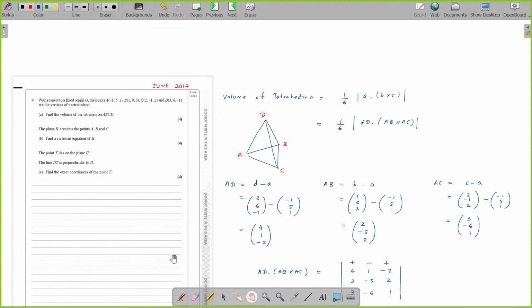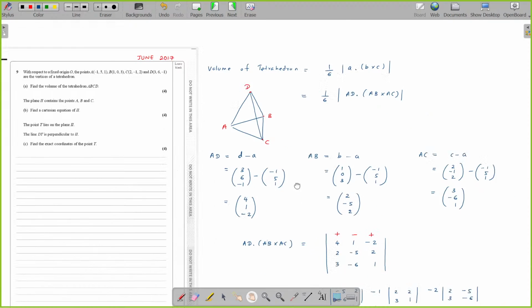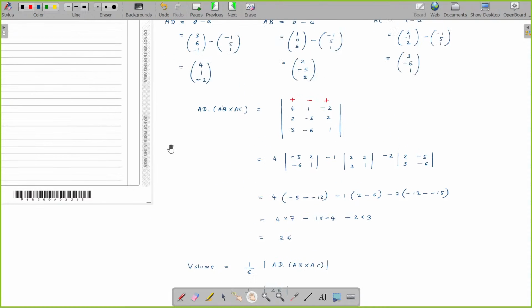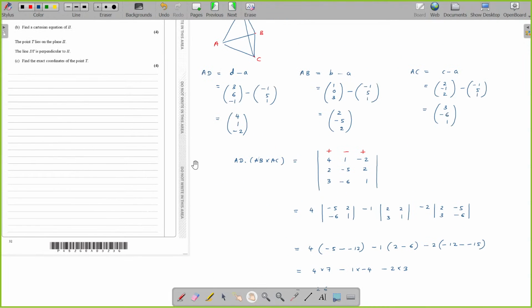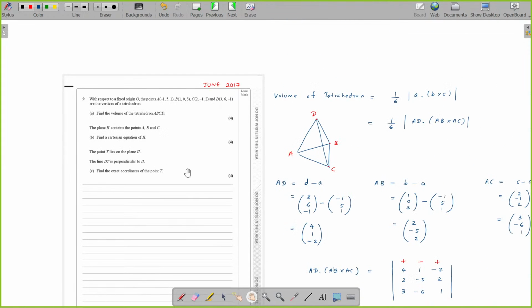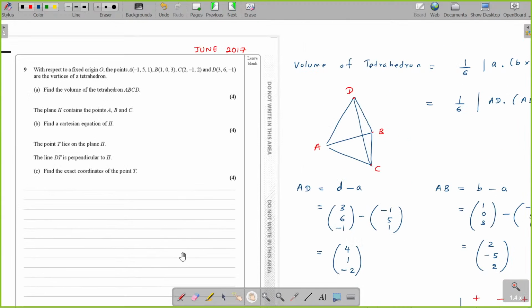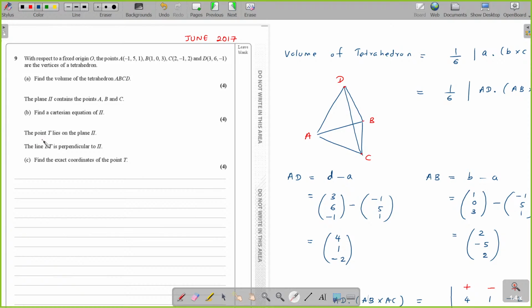Okay, and then the next one, part A is done. I hope you guys are okay with it. If there are any questions, just let me know. Okay, then the next one. Okay, so we'll go to part B, right? The plane pi contains the points A, B, C. Find a Cartesian equation of the plane.